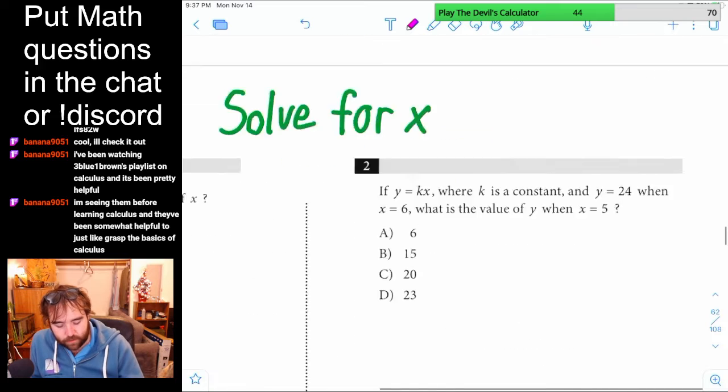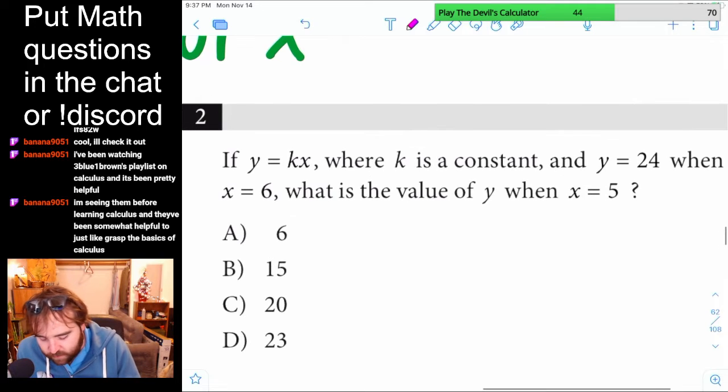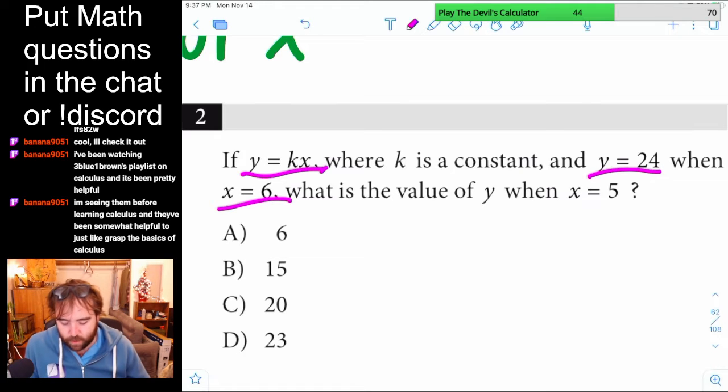And so let's go to this one next. So what is this one going to be? If y equals k times x, where k is a constant, and y equals 24 when x equals 6, what is the value of y when x equals 5? I think this is a really important idea. They have you do stuff like this a lot. See what they're doing here is they give you this equation. It's got 3 variables, and then they tell you what 2 of the variables are. So think about that. That lets you solve for the last variable, right? And then once you know the last variable, then you know the whole equation. You can just plug in 5 and find what y is going to be.